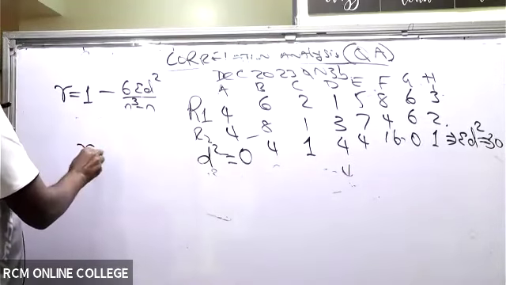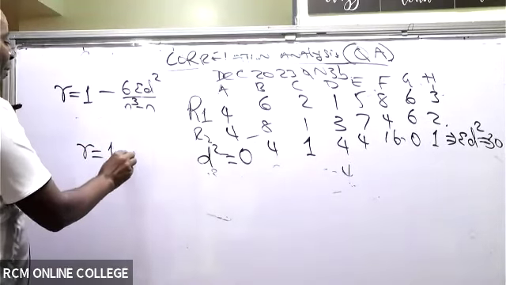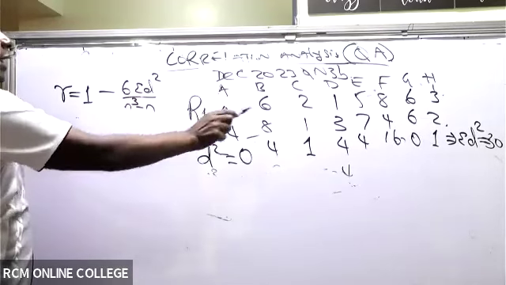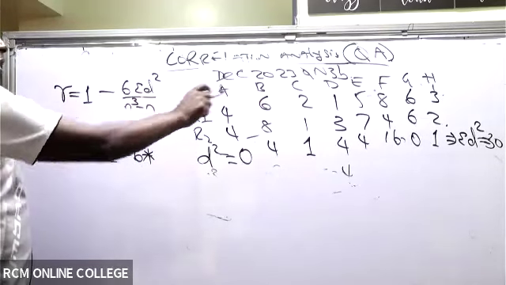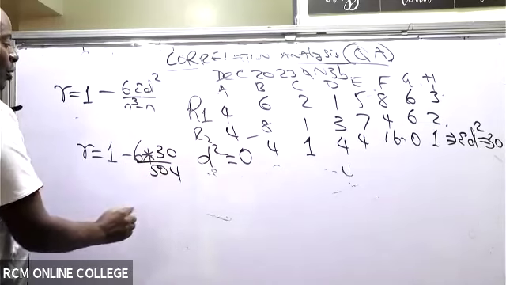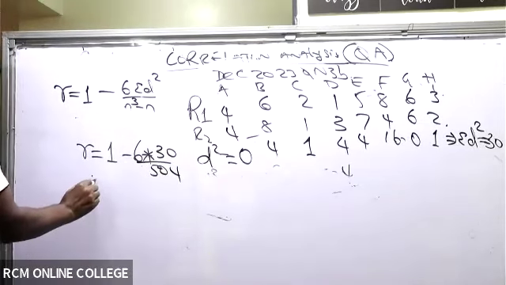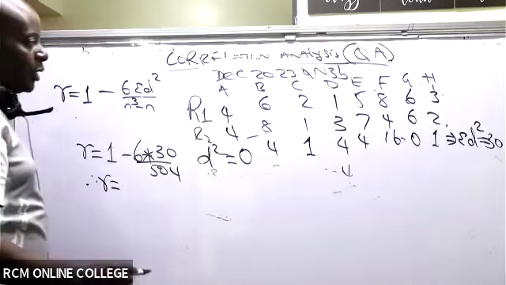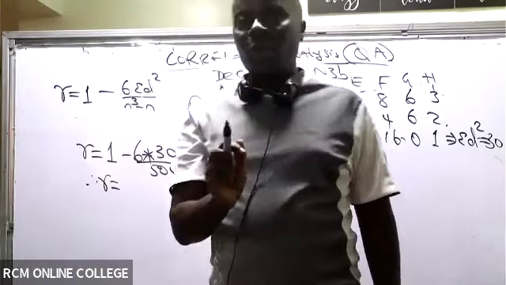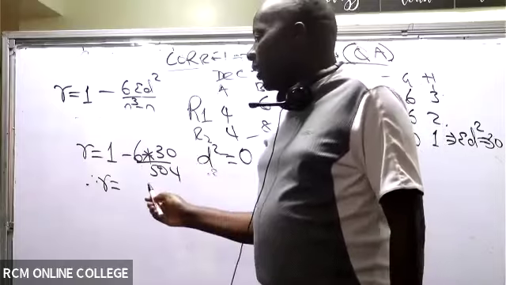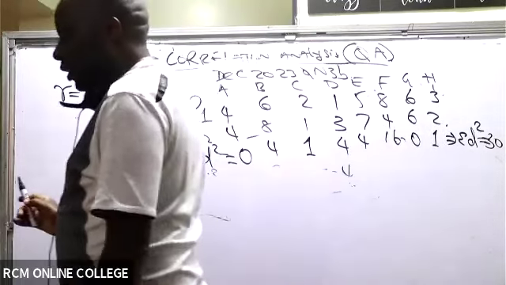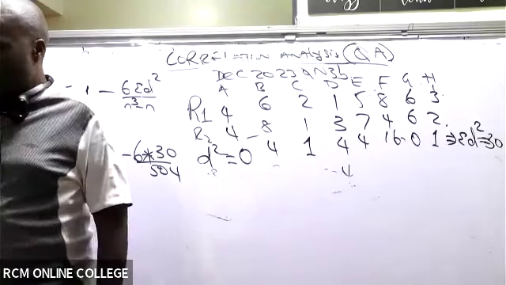So you're saying that our R will be equal to 1 minus 6 times the summation of D squared, which is 30, all over 504. Therefore, our R will be equal to what here, somebody? Using your calculator, press 1 minus 6 times 30 divided by 504. What do we have there?